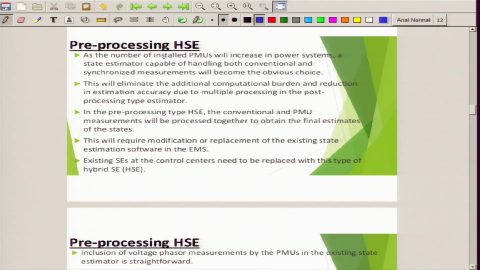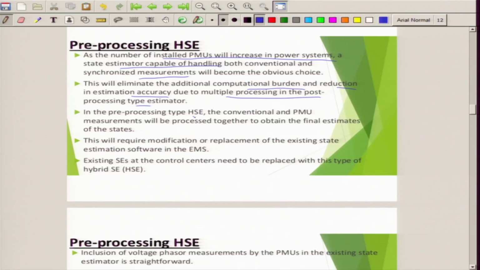As the number of installed PMUs increases in power systems, a state estimator capable of handling both conventional and synchronized measurements will become the obvious choice. This will eliminate the additional computational burden and reduction in estimation accuracy due to the multiple processing in the post-processing type estimator. In the case of a post-processing state estimator, first of all we have to use a conventional state estimator, obtain the state estimated values out of it, and then use a PMU, then go for a hybrid state estimator.